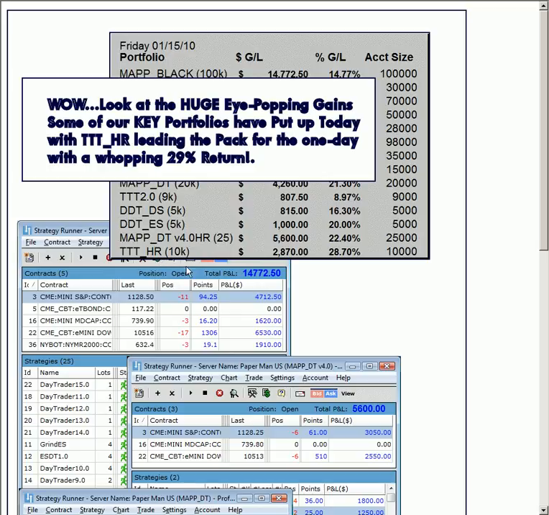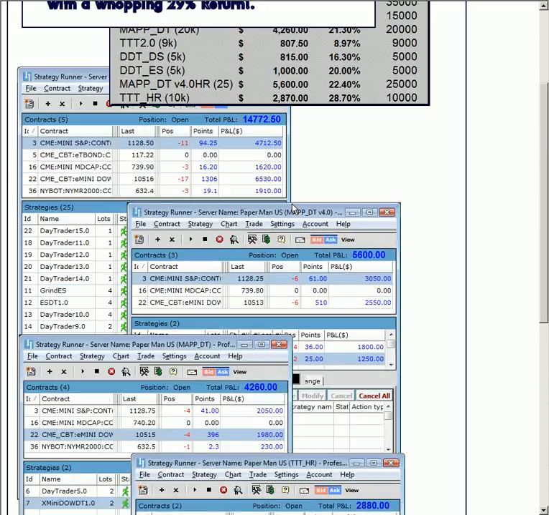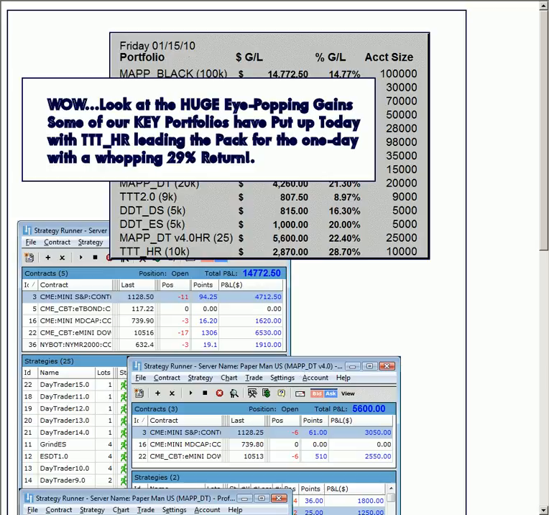And of course, again, HR, high risk, high return portfolio. 28.7% is the return for today. Very impressive day, as you can see, going short in all markets, short 6 contracts, and this, of course, is just, I believe, a $10,000 portfolio. Very aggressive portfolio, trades up to 6 lots and has all 6 of those lots on the short side.